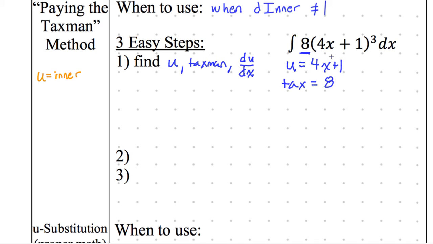It's any number that's outside of the function, that's not a power. So that's your taxman. If you have 4/3 out front, then your taxman is 4/3. So far, so good? All right, and then we need to find du dx.